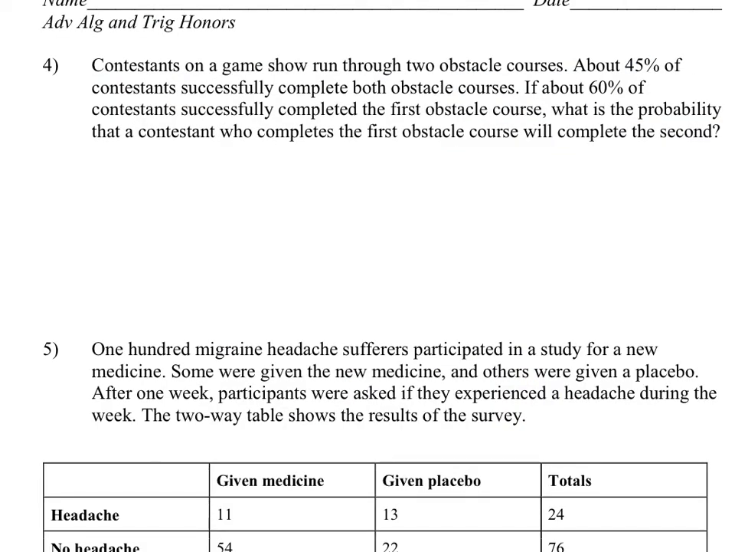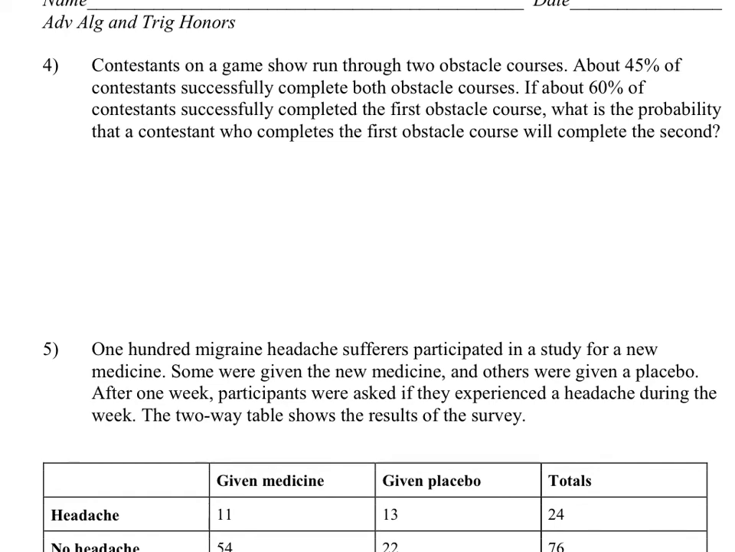Number 4, contestants on a game show run through 2 obstacle courses. About 45% of contestants successfully complete both obstacle courses. If about 60% of contestants successfully completed the first obstacle course, what is the probability that a contestant who completes the first obstacle course will complete the second?